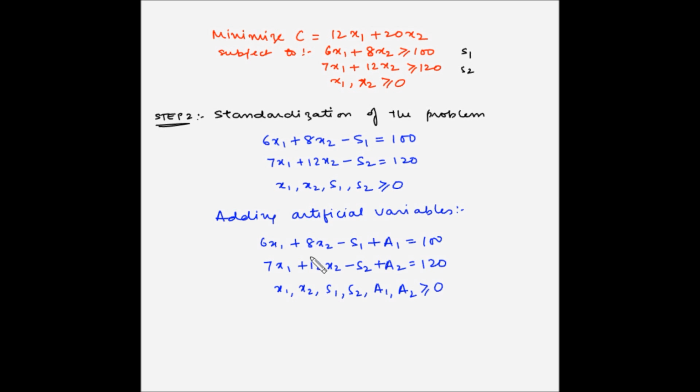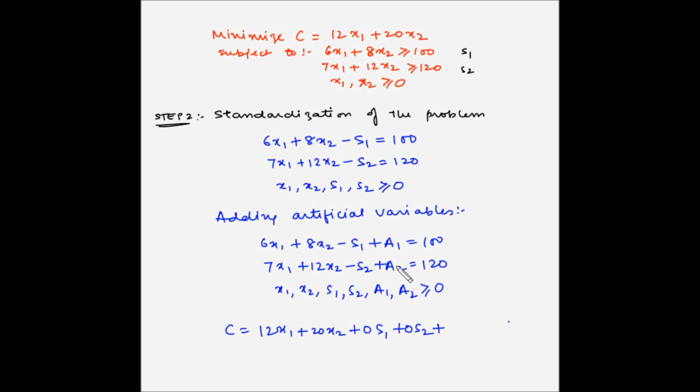Now, since we have introduced these new variables in the constraints, we need to add them to the objective function as well. So let's rewrite our objective function. So C is equal to 12x1 plus 20x2 will remain as it is. Now we'll consider that s1 and s2 have no impact on the cost. So we'll have these two variables with 0 coefficients. So plus 0s1 plus 0s2 plus.